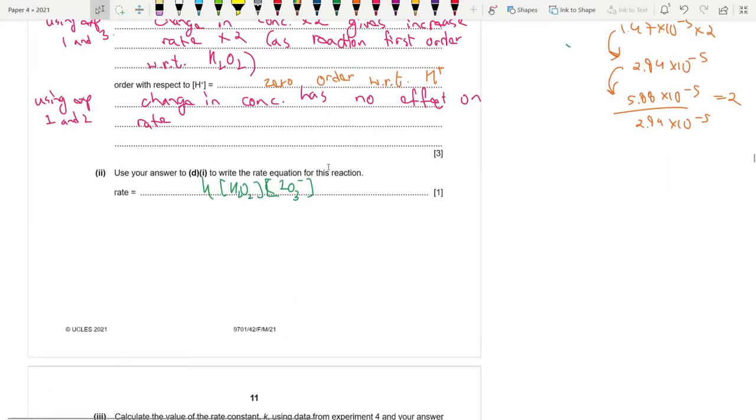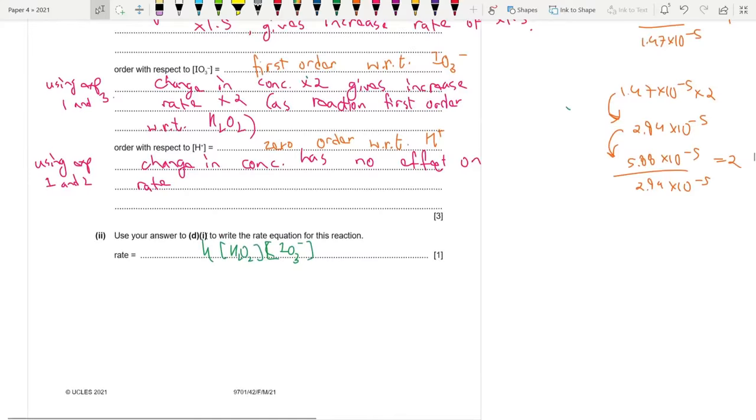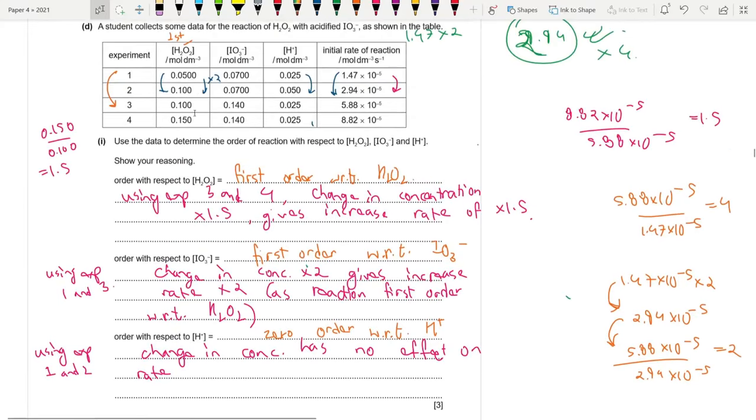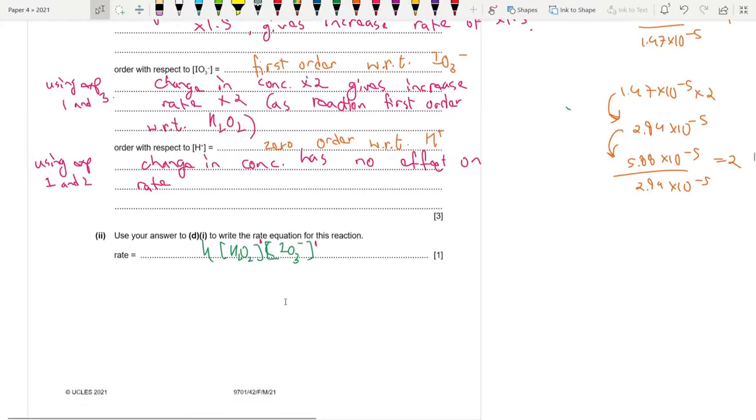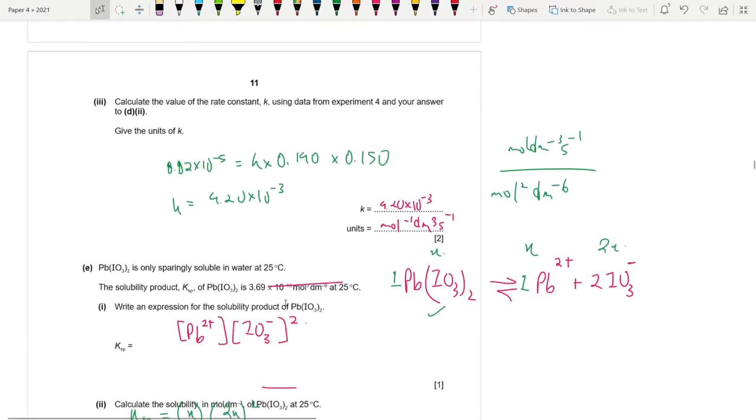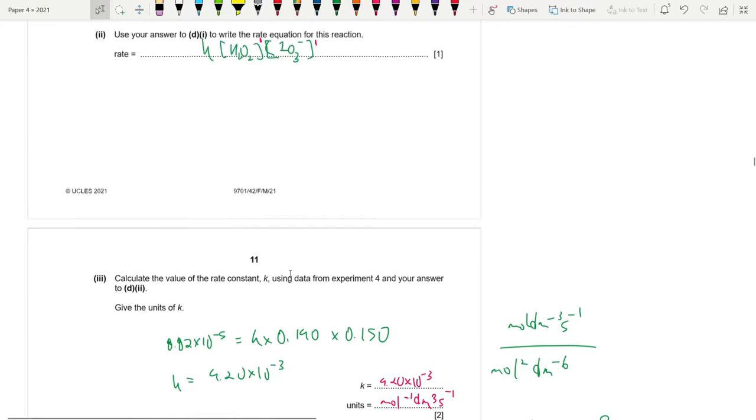That's it. So use the overall rate equation. Write down the overall rate equation. So it's first order with respect to H2O2, first order with respect to iodate, and 0 order with respect to H plus. So it's rate = k[H2O2][IO3-]. That's it. Now calculate the value of the rate constant using data from experiment 4 and your answer to D2.